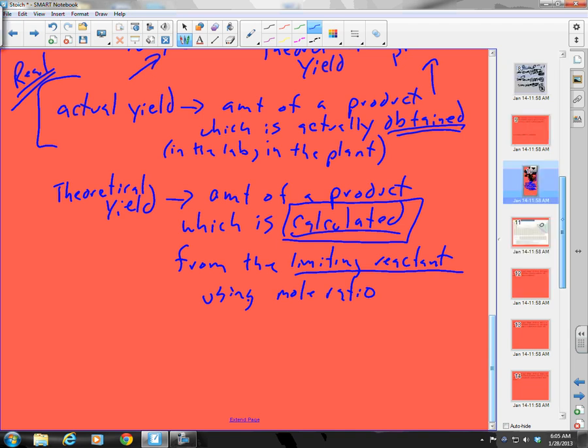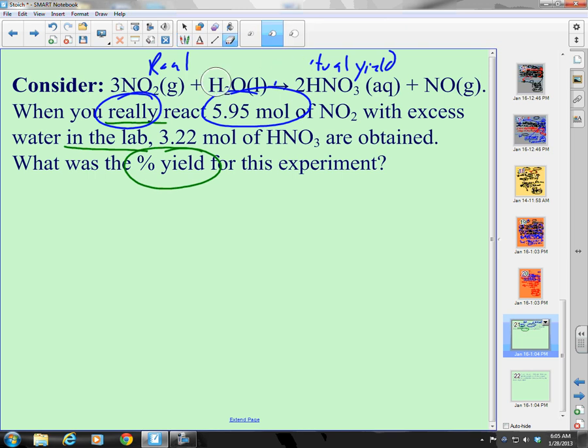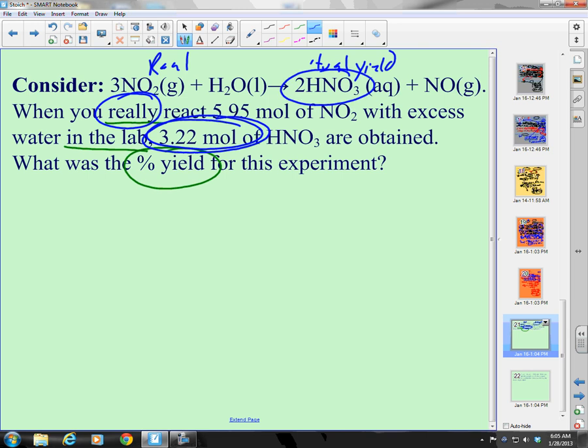Okay, so let us do some problems. When you react in the lab, what does that imply? That means it is real. If it's real, what is it? That means this is going to be my actual yield. Good. With excess, 3.22 moles are obtained. Excuse me, wrong. What did I do? I have to make sure I'm talking about a product. That's not a product. Here we go. 3.22 moles of my product are really obtained. This is my real amount, but this is what? This is my reactant. This is my limiting reactant.